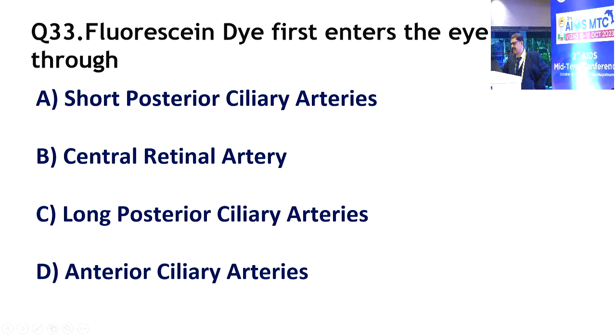Question number 33. Fluorescent dye first enters the eye through option A, short posterior ciliary arteries. Option B, central retinal artery. Option C, long posterior ciliary arteries. Option D, anterior ciliary arteries.